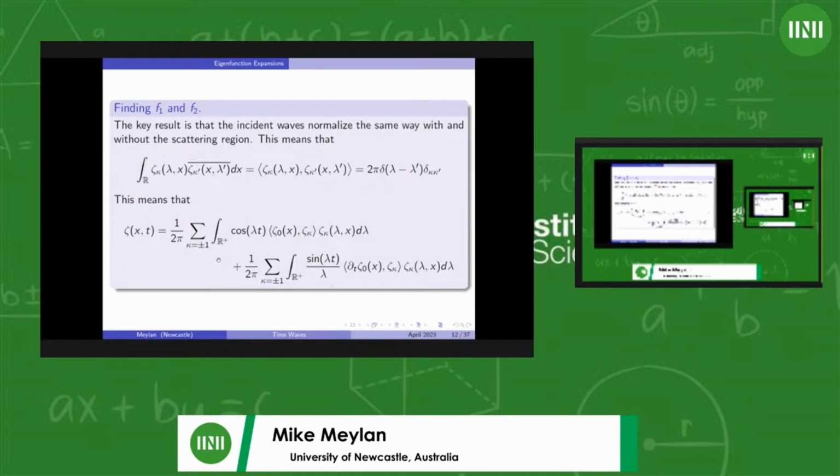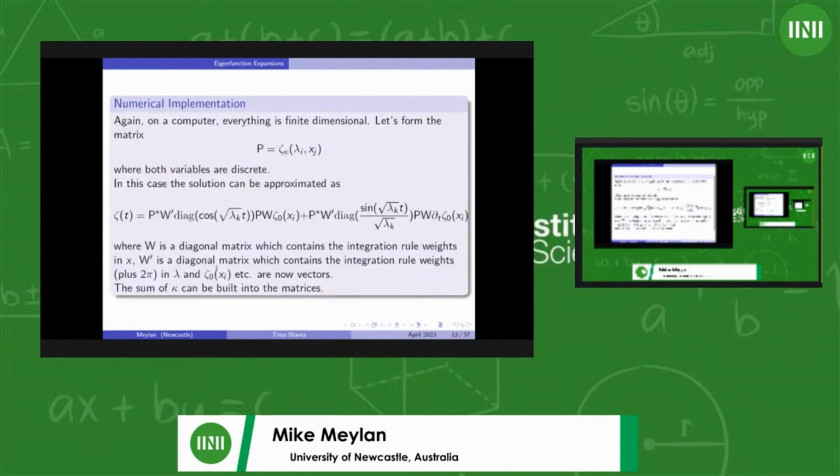Okay, and so there's the solution here, right? That's the solution. Now let's just stop for a second and go back to what I was saying before about this P matrix and all this stuff. We're going to go and try and do this on a computer, so everything's finite. We didn't have a continuous x, we never had that anyway. We don't have a continuous lambda. We're just going to take a discrete set of lambda.